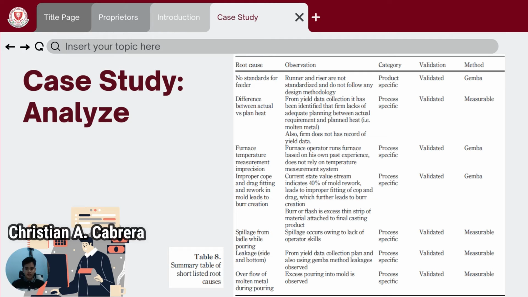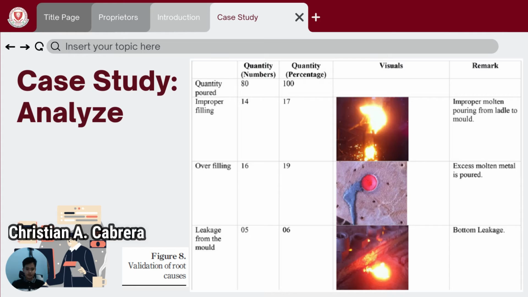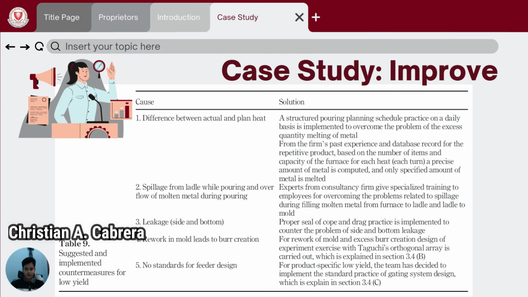Here they presented the summarized shortlisted root causes that are validated using the walking process, or the Gemba method, which includes supervision of the plant over a 2 to 3 week period, and will make a decision either validating or rejecting the process. In Figure 8, it shows the validated root causes. This data is collected as an input for improvement, taking into consideration the low yield, showing a visual representation with a remark added to clearly understand it.